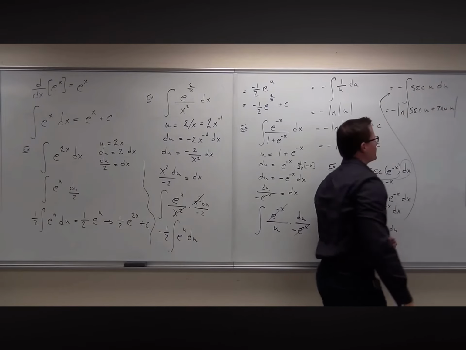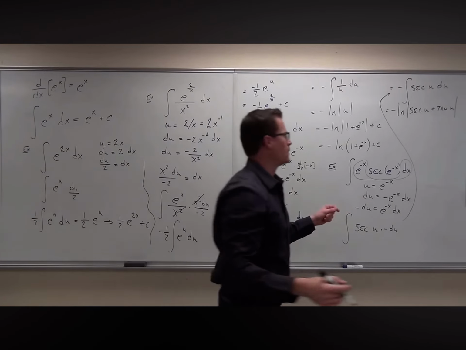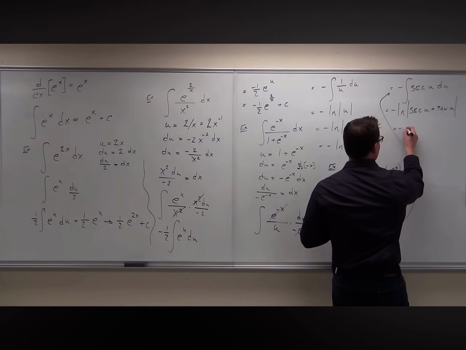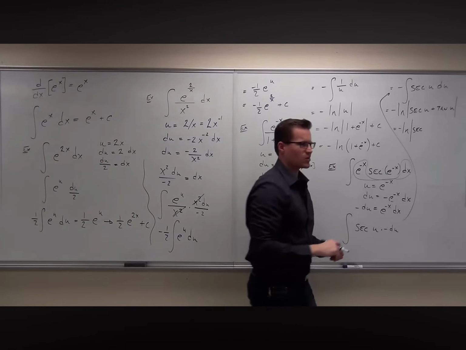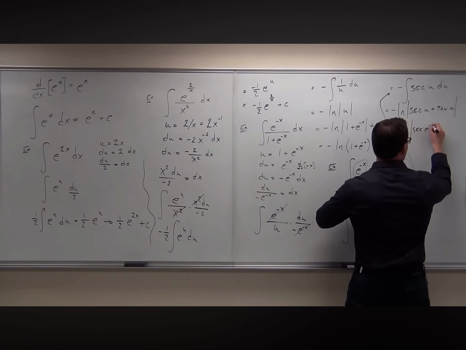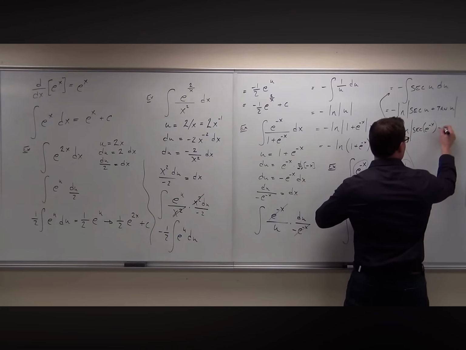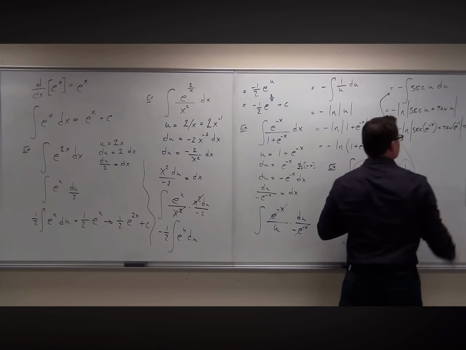Close the absolute value. Tell me one more thing, everybody, we're going to do before we end this problem. Put your u back in. Okay, so negative ln absolute value secant. What is our u anyway? e to the negative x. Right there, we got a breadcrumb trail telling us what to do. I'm going to put some parentheses there, plus tangent, e to the negative x, absolute value plus c.